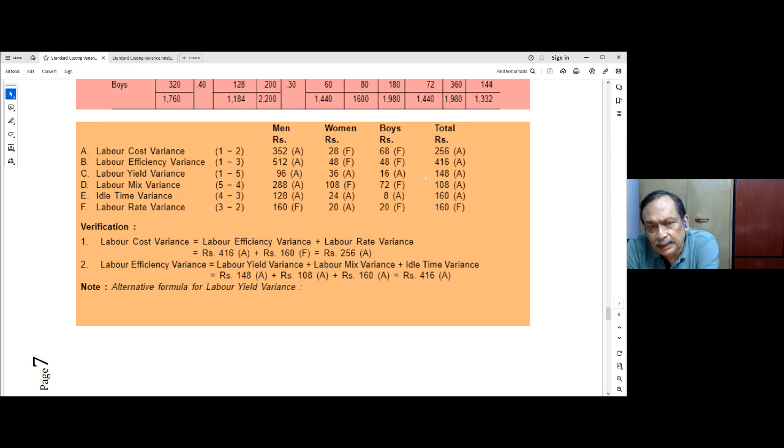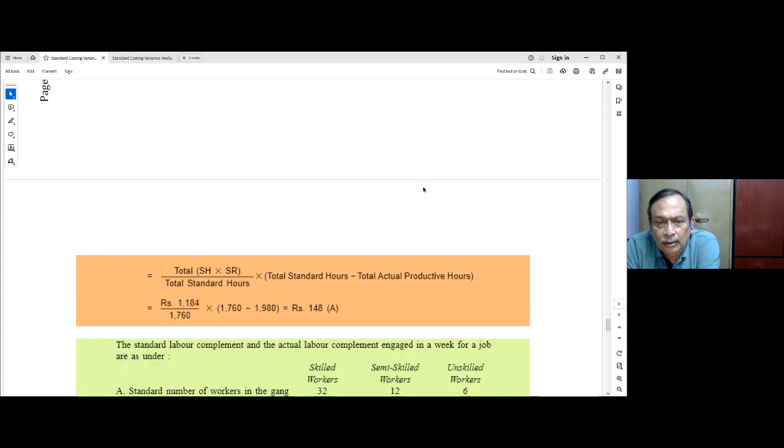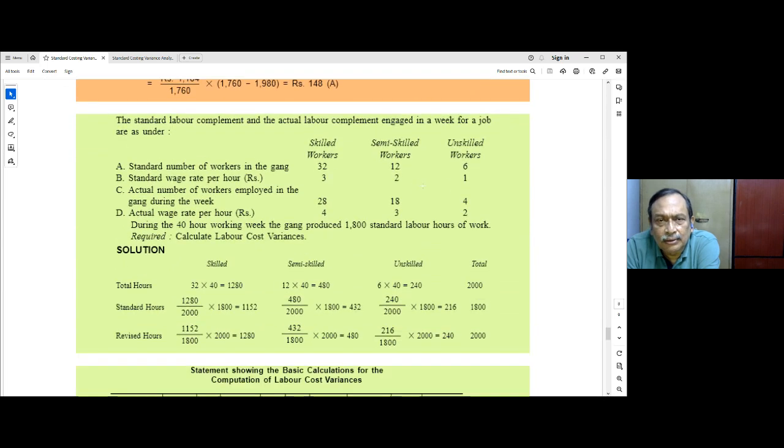And labor efficiency variance is equal to labor yield variance plus labor mix variance plus idle time variance. So 148 adverse, 108 adverse, 160 adverse. So total comes to 416 adverse. That is reflected in the calculation. Hope you have understood. Now we are coming to our next question.